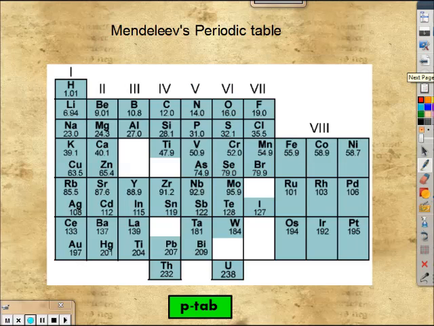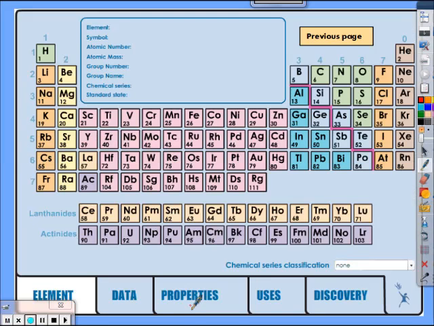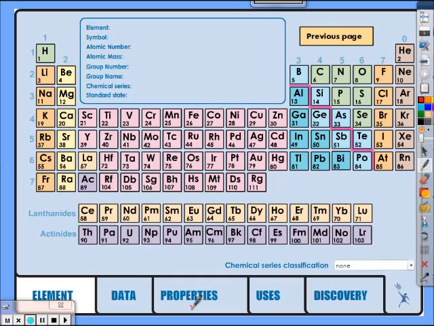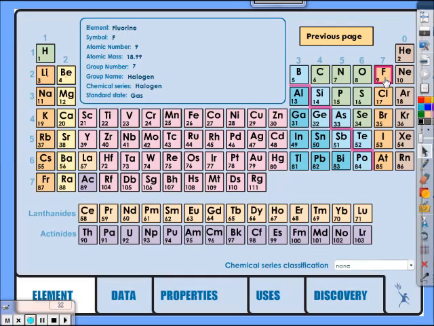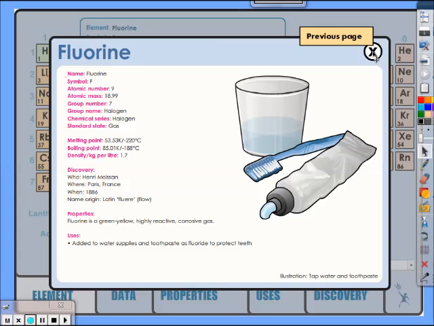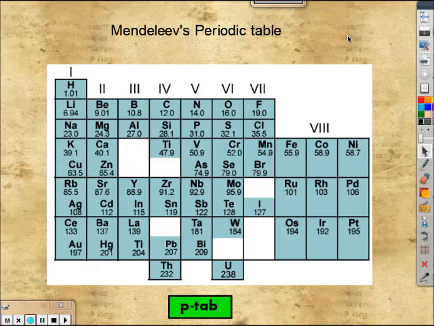This is what Mendeleev's periodic table looked like. Again, it doesn't look like our table now. Our modern table is laid out differently. But if we look across at the rows, as we go from lithium all the way across to fluorine, we see that his rows also go from lithium across to fluorine. Those elements are all the same.